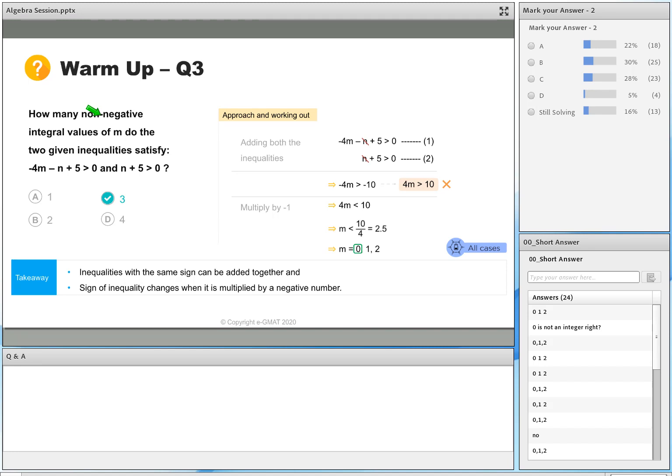I see a question here, 0 is not an integer, right? 0 is an integer. 1, 2, 3, 4, these are all your positive integers. Negative 1, negative 2, negative 3, these are your negative integers. And 0 is the one which is neither positive nor negative. But that does not mean it is not an integer. Okay, I hope everybody understands this one, and this is now a key learning point for you.